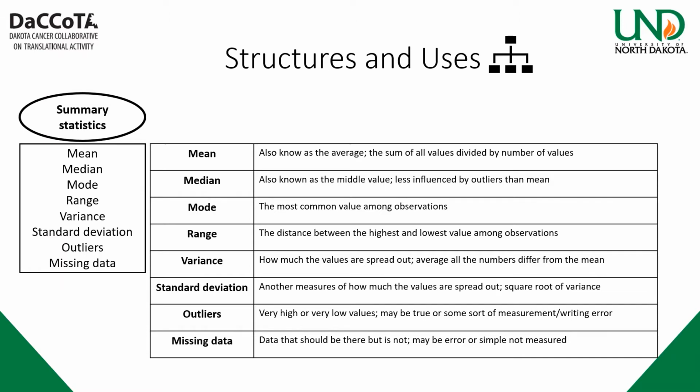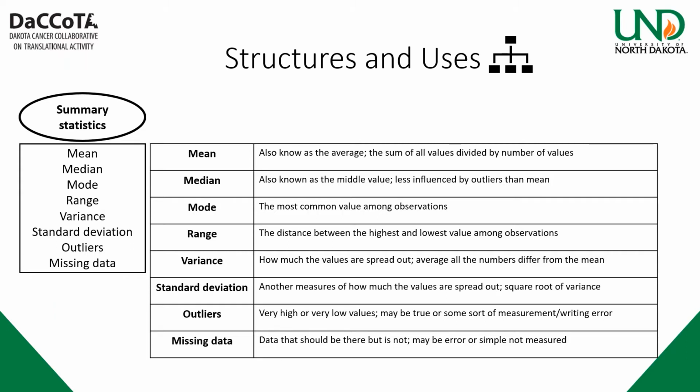Range, variance, and standard deviation all kind of show the spread. Range is just like the difference between the highest and lowest value, the min and the max among observations. Variance is how much the values are spread out, and it's the average of all numbers, how they differ from the mean, the central value. Standard deviation is similar to variance. It's actually the square root of the variance.